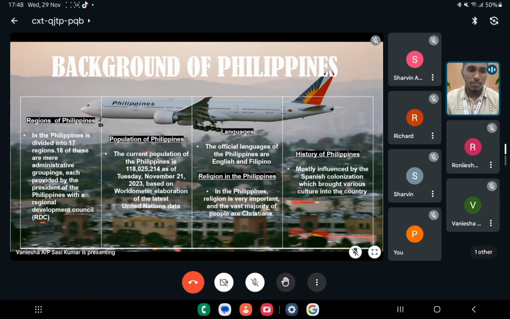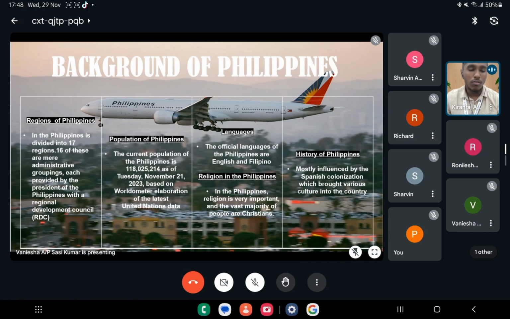Then population of the Philippines. The current population of the Philippines is 118,025,214 based on Worldometer elaboration of the latest United Nations data. The Philippines population is equivalent to 1.46% of the total world population. The Philippines ranks number 13 in the list of countries by population. The population density in the Philippines is 394 per square kilometer, 1019 people per square mile.